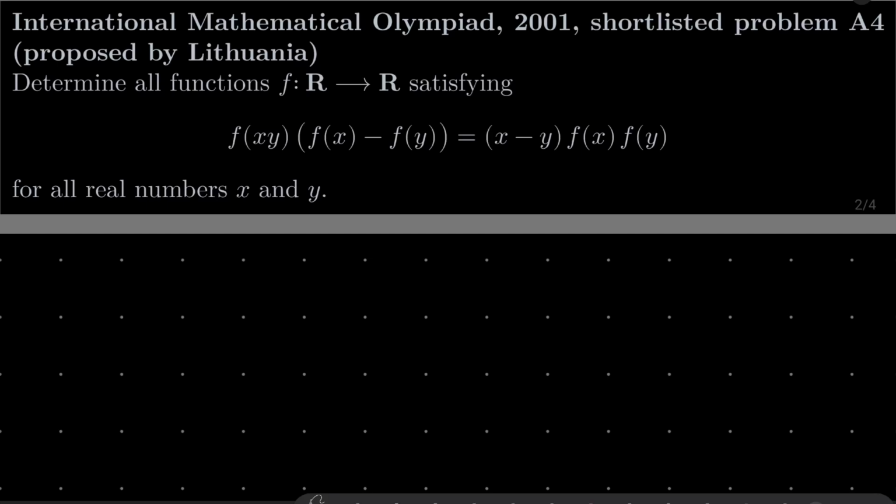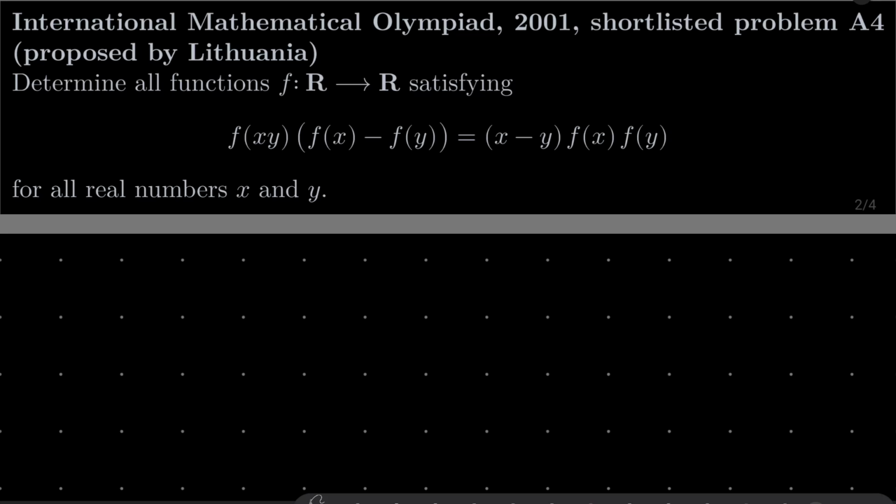Hello friends, in this video I'd like to solve the following problem from the International Mathematical Olympiad 2001, which was shortlisted. It's shortlisted problem A4, which was proposed by Lithuania. We wish to find all functions f from the set of real numbers into itself, satisfying this functional equation f of xy times f of x minus f of y equals x minus y f of x f of y for all real numbers x and y. It's a truly beautiful functional equation, one of my favorites.